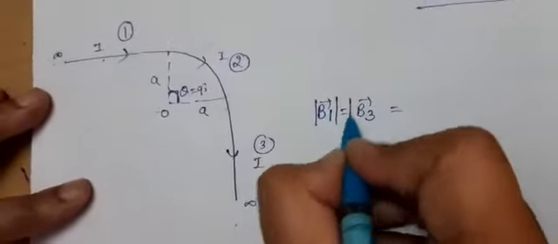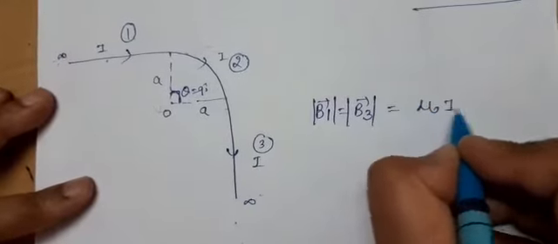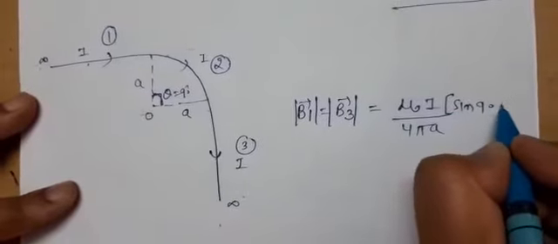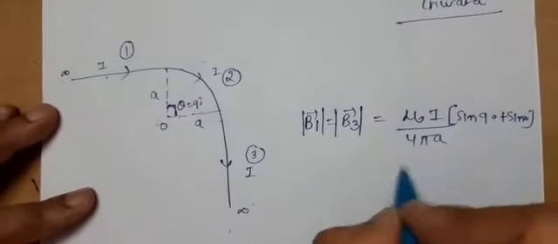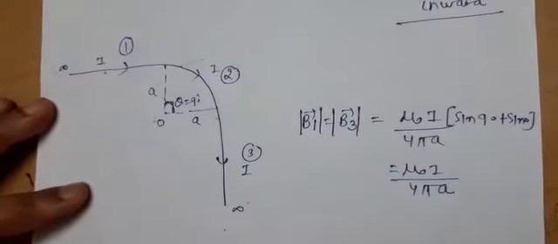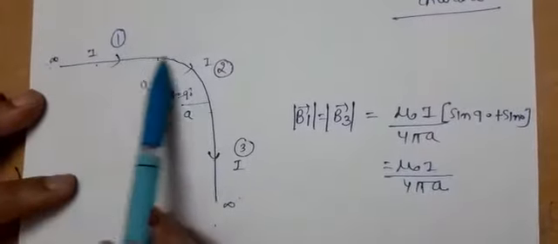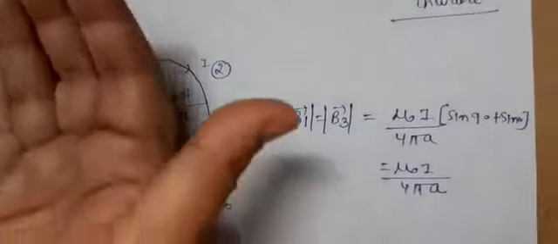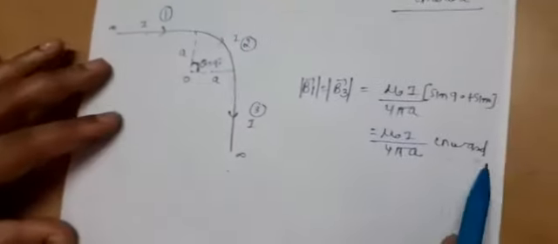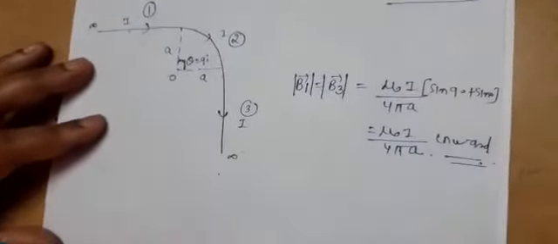magnitude, when we are calculating, this will come out to be mu naught I upon 4 pi a sine 90 plus sine 0. So directly I can write it as mu naught I upon 4 pi a. What about direction? When we take that current is along this direction, when you are curling the fingers, then the thumb is directed inward. So it will be inward. See, for this third wire also current is going downward. Now direction of magnetic field is inward. So for both the cases, directions I have mentioned here.